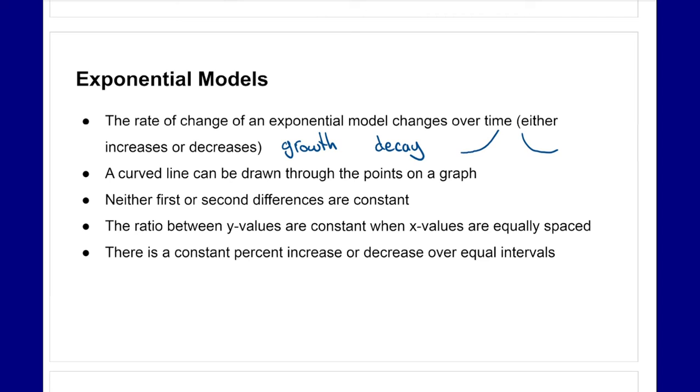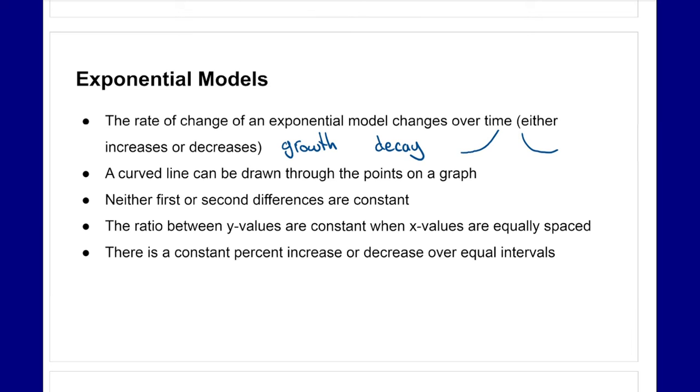So kind of like a quadratic, except it would increase and decrease a little bit more drastically than a quadratic model would. And it's only going in one direction. With a quadratic, we see going up and down, or an increase and a decrease, all in the same model. With an exponential model, it's only either growing or decaying, only increasing or decreasing, and never both.